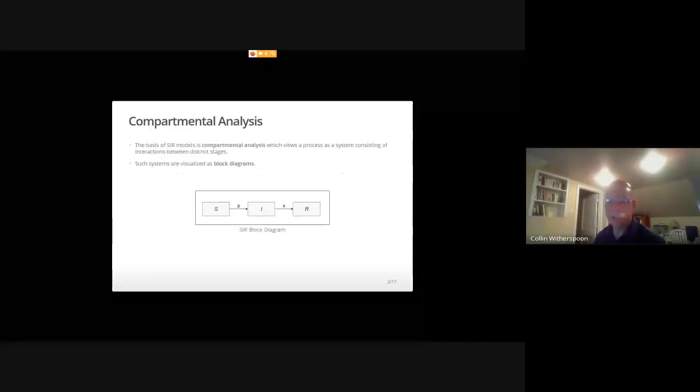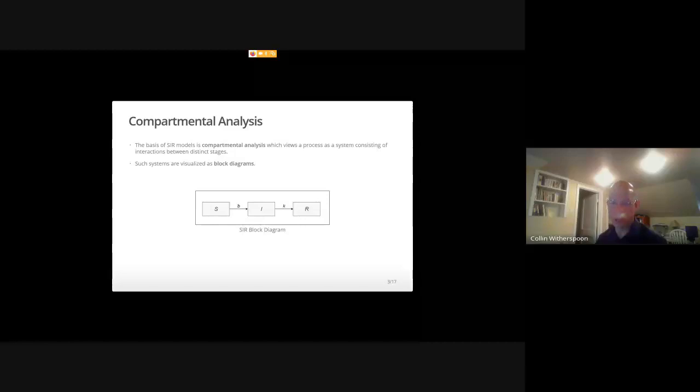The basis of SIR models is what's called compartmental analysis. I don't know how much modeling you all have done in differential equations at this point, but this is a common way to model things, which basically looks at a process as a system where you have interacting compartments, but they're distinct in the sense that if you're in one compartment, you can't be in the other compartment. Such systems are visualized as block diagrams. So this is a block diagram for the SIR model: susceptible moves to infected, infected moves to recovered.